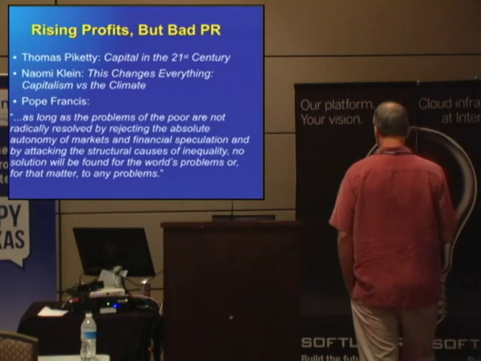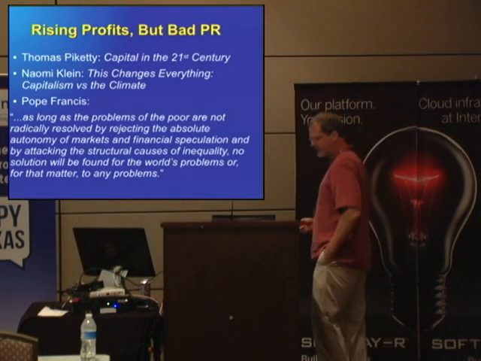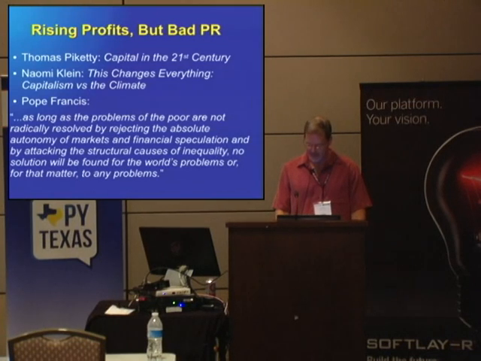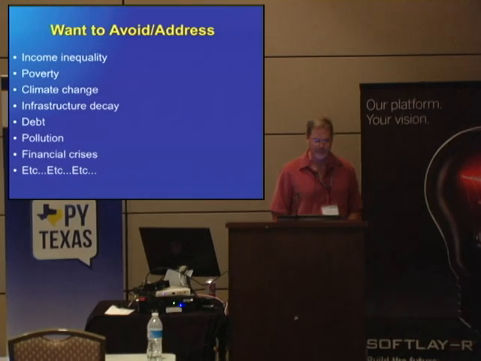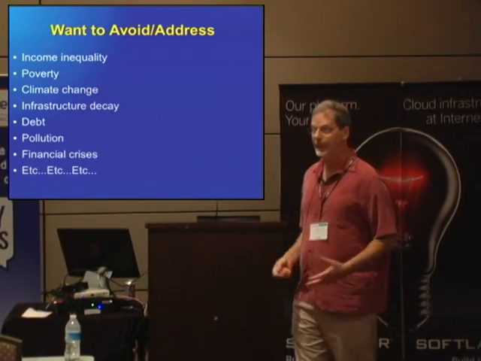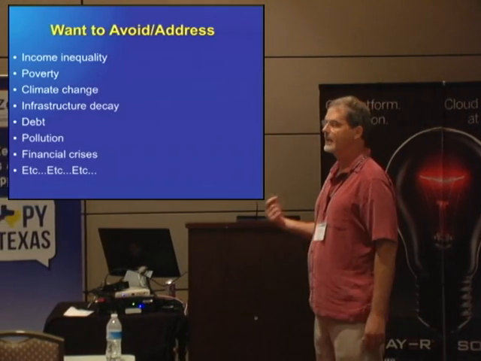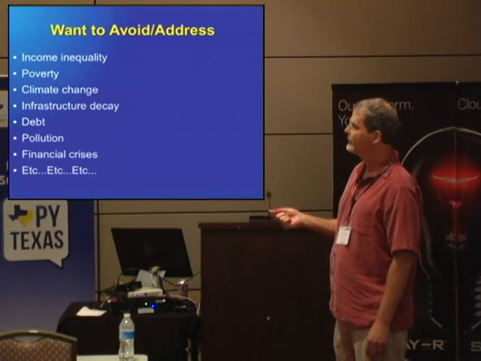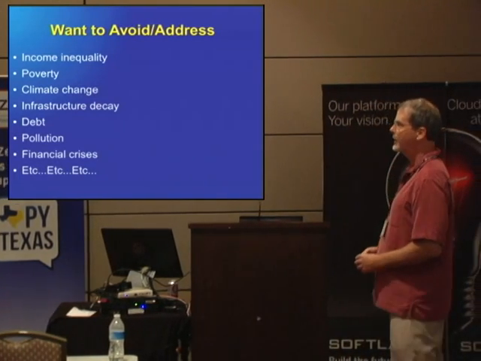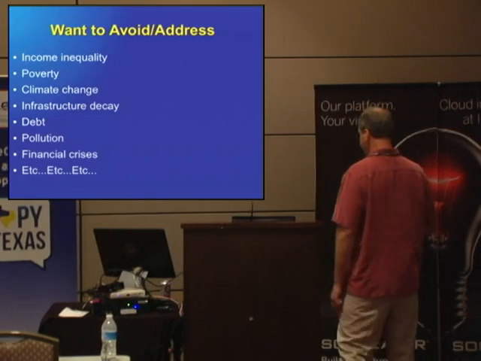So inequality is severe, climate change is an enormous problem, unequal access to healthcare, education, these are all problems that in some way are related to our economic systems. We would like an economic system that would help us to at least address or perhaps even avoid some of the problems that we're now facing, like income inequality, poverty, climate change, infrastructure decay, debt, pollution, financial crises, and the list goes on and on.